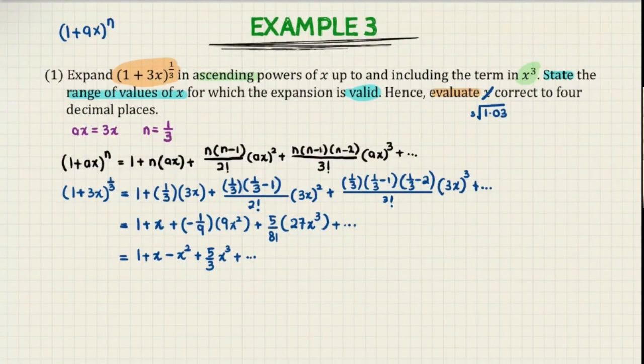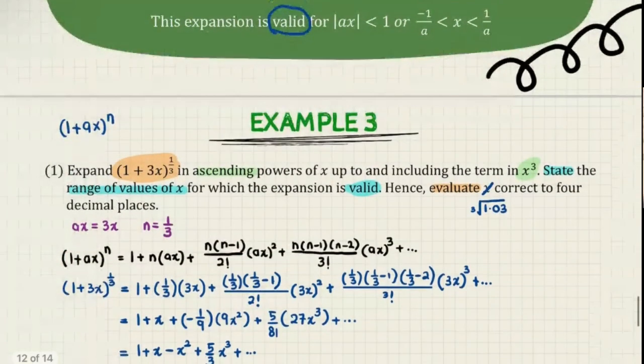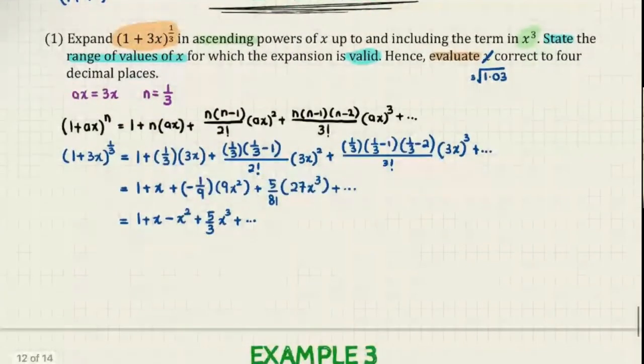Alright, so ini baru expand. Kita baru jawab soalan yang first row ni. Oops, mana first row? Here, kita baru jawab this part. Okay, now macam mana nak state the range of values of x? Okay, untuk dapatkan range, dia mestilah modulus of ax less than 1. Ataupun saya boleh tulis ax is in between negative 1 dengan 1. Okay, saya tunjukkan macam mana ya.